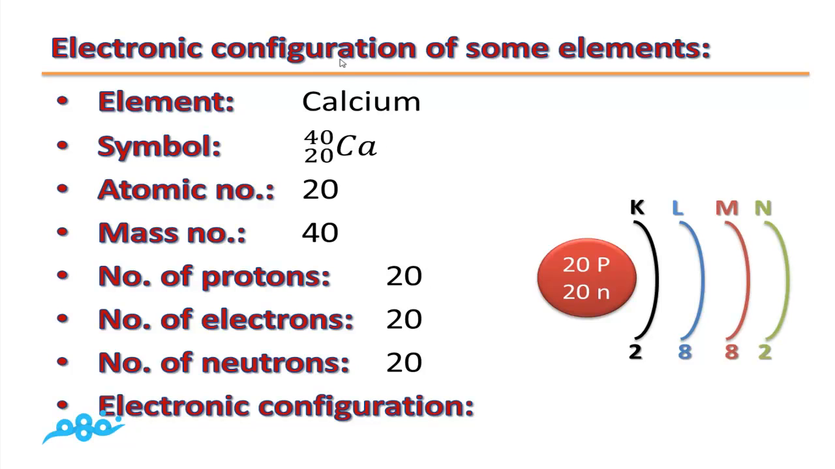The nucleus of calcium contains 20 protons and 20 neutrons. Calcium atoms contain 20 electrons which are distributed in 4 energy levels. K contains 2 electrons, L contains 8 electrons, M contains 8 electrons, and finally N contains 2 electrons. So the electronic configuration for calcium is K2, L8, M8, and finally N contains 2 electrons.